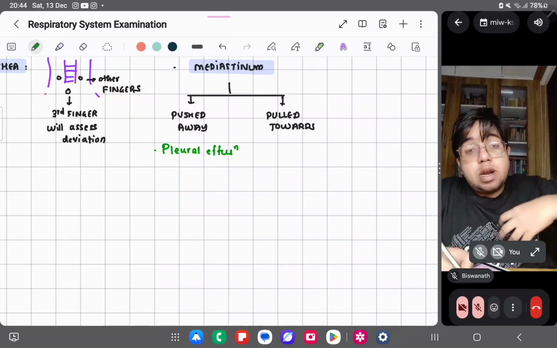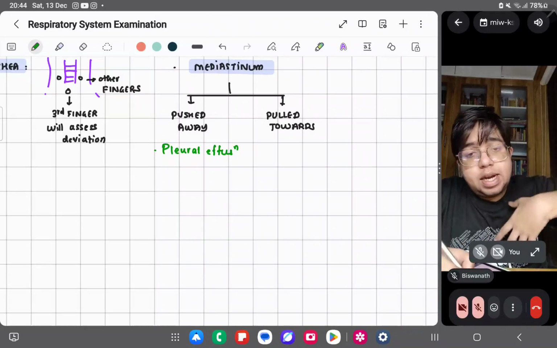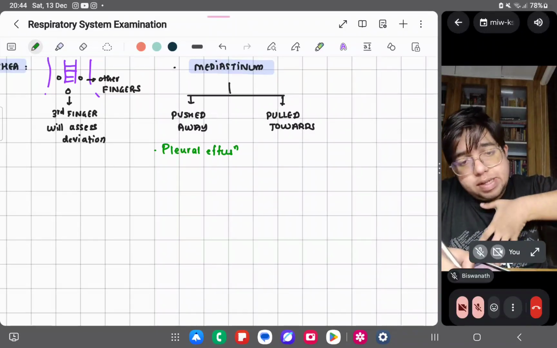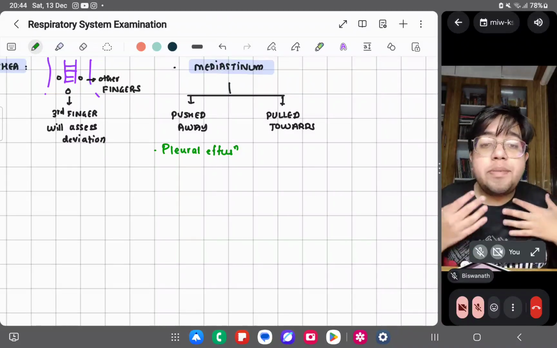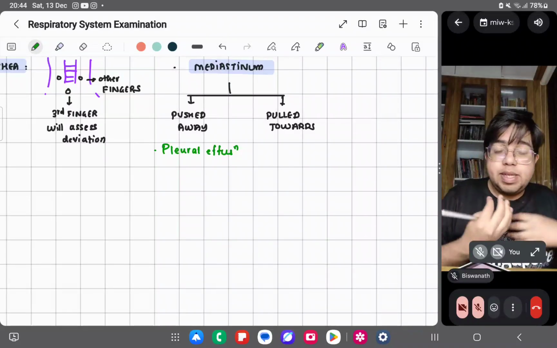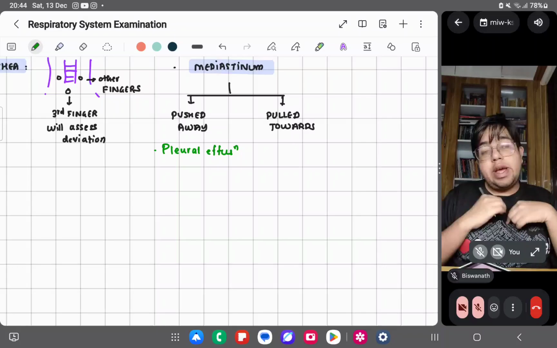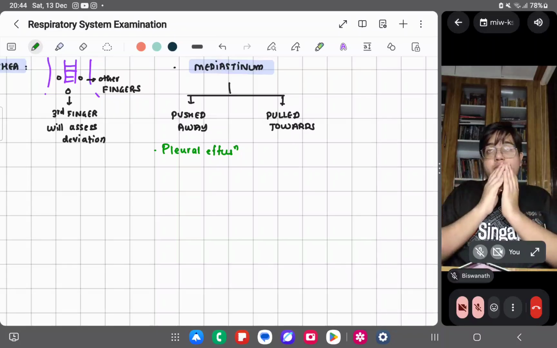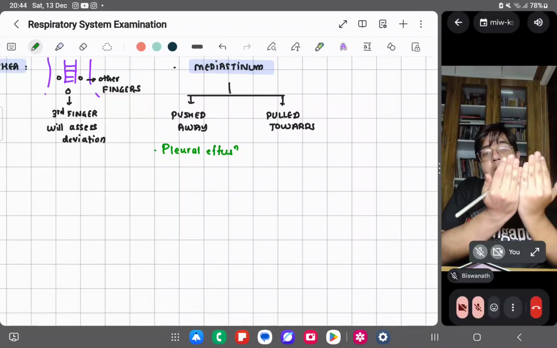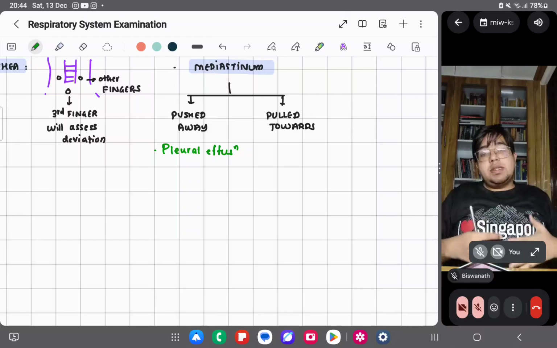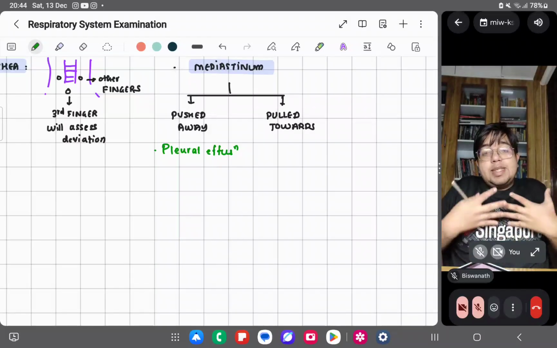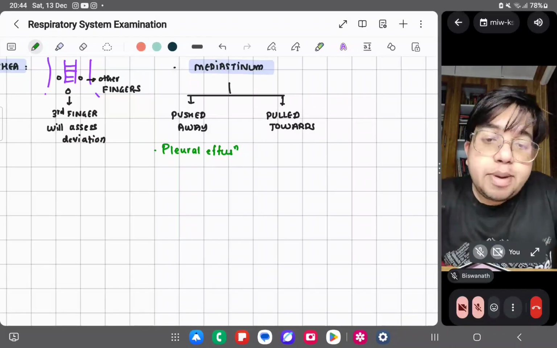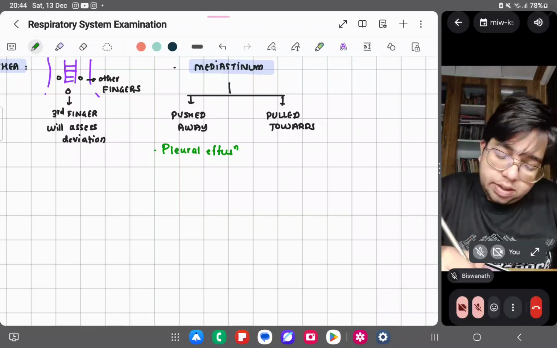Pushed away means you are seeing from inside the body, not from an observer's eye. You are inside the patient's body and observing the mediastinum in front of you. And the mediastinum is pushed away means the chest is expanded. There may be a pleural effusion or a pneumothorax.